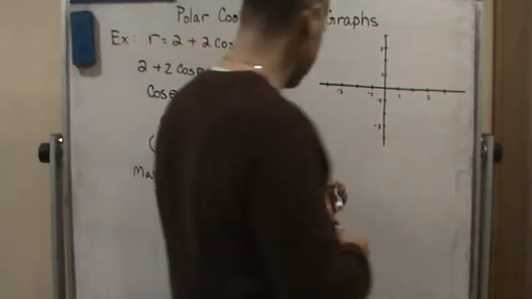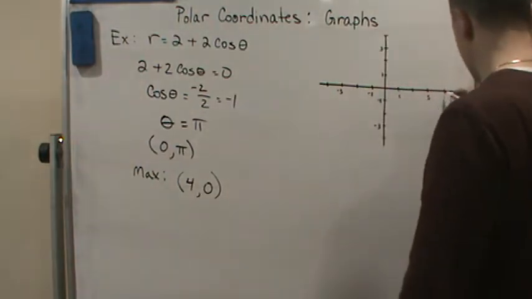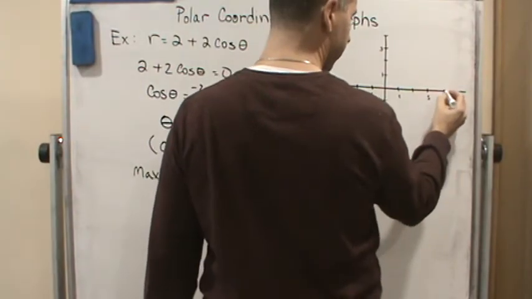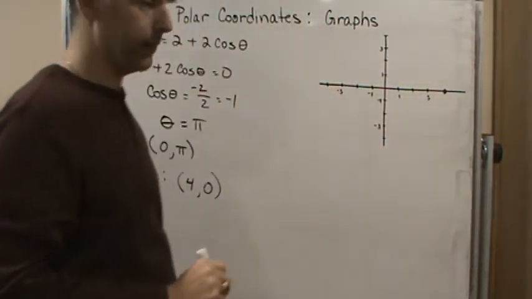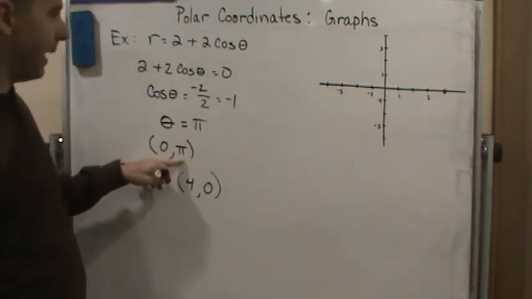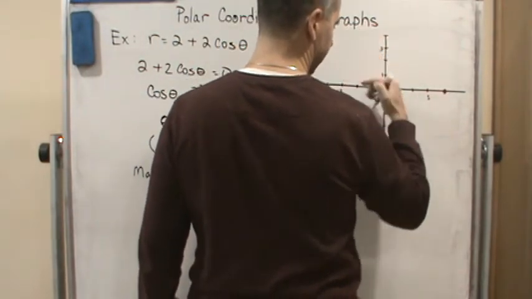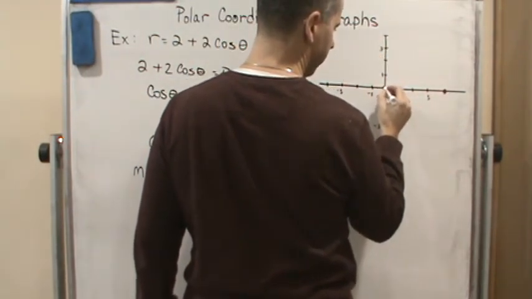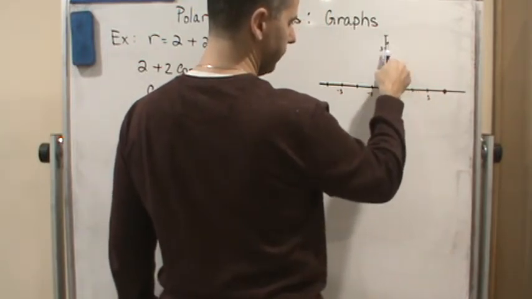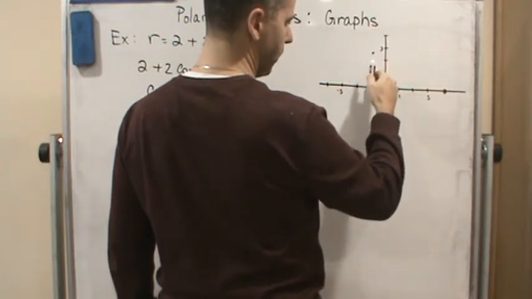So let's plot these. So 4 comma 0 is on here. So a radius of 4 with an angle of 0. Again, remember this is the polar grid. This one, the radius is 0 at pi. Ooh, so when you're at 180 degrees, it goes to 0. So it's going through the first quadrant, and then as it's going through the second quadrant, it's getting smaller and smaller and smaller.